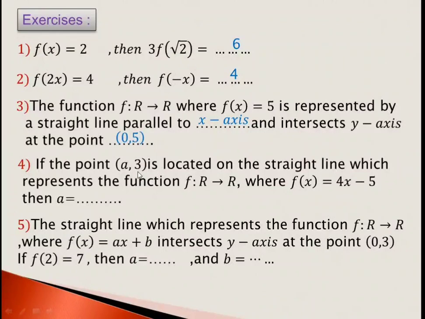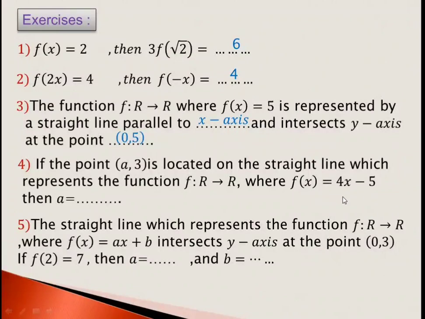If the point (a, 3) belongs to the graph of the function, that means the image of a is 3. f of a equals 3. So if we replace the letter x in the function rule by the unknown a, the final result is going to be 3. It's going to be 4a minus 5 equals 3. It's going to be an equation, and we need to solve this equation to find the unknown a.